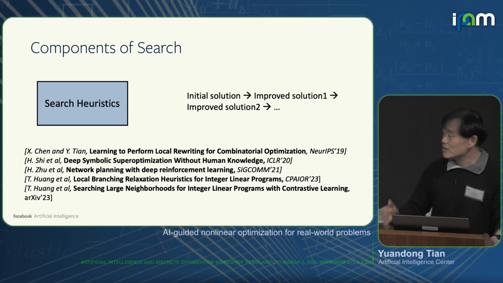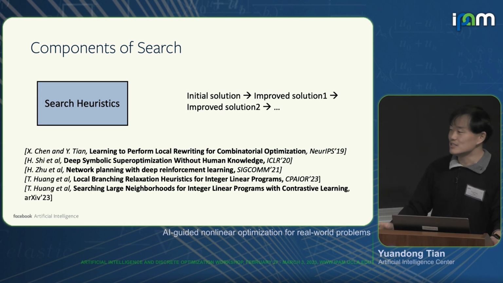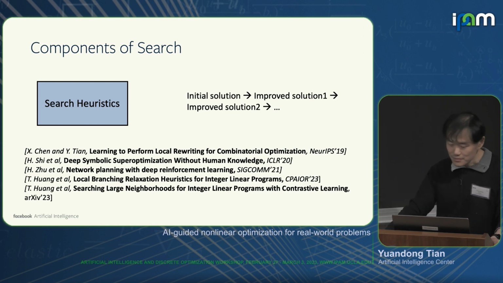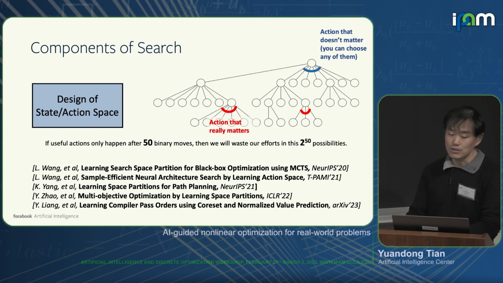Right? And we also have our recent work in this workshop that tried using contrastive learning in order to learn the heuristics for large neighborhood search. So that direction is by itself a very fruitful direction that we can try in order to incorporate machine learning for optimization.